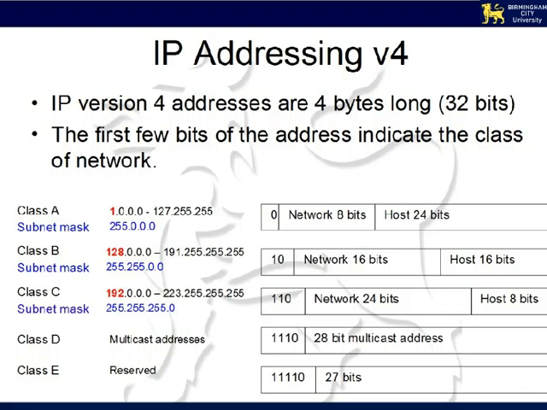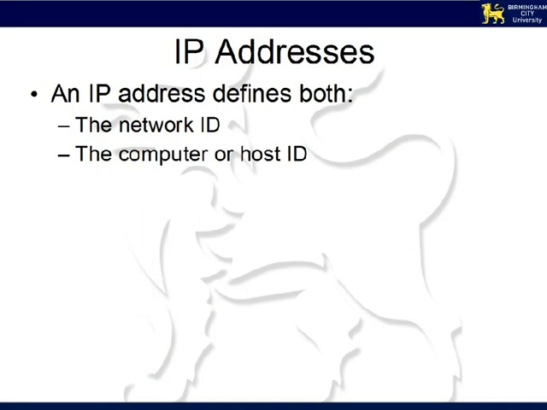You can see that for class A addresses the subnet mask is 255.0.0.0. For class B addresses the default subnet mask is 255.255.0.0, and for class C the default subnet mask has 3 lots of 255 with a 0 on the end. So what this allows us to do, as we'll see in a moment, is identify what part of the IP address is the area code, the network address, and what part is the host address, the telephone number. So we're now going to look at how we identify the network address and the host address from the IP address using the subnet mask.